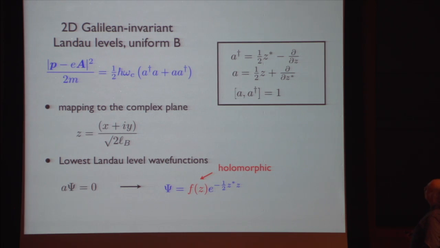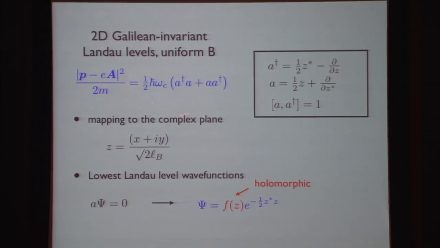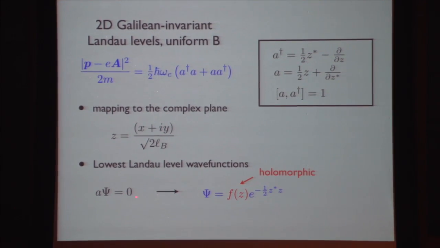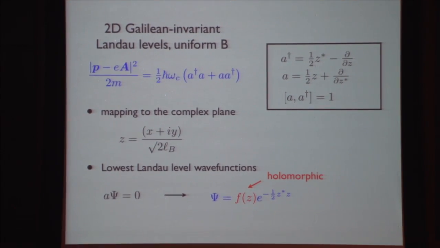So let's just go through. First of all, the original formulation of Laughlin was in terms of lowest Landau level Galilean invariant Landau orbits. So we solved the Galilean invariant problem, which is harmonic oscillators, and now I can write a Schrödinger type representation of the Landau level raising and lowering operators in terms of z and z star and their derivatives. Right? So from this one gets the famous result that the lowest Landau level wave functions, which are annihilated by the lowering operator a, have to be holomorphic functions of z times a Gaussian. Okay.